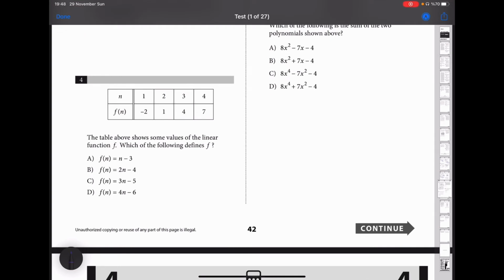The table above shows some values of the linear function f. Which of the following defines f? Okay, we know this is a linear function. Let's find the slope. From n equals 1 to 2, there is an increment of 3, again 3, again 3, right? So the slope should be 3. Let's check the choices. Slope is 1, slope is 2, slope is 3, and 4 is not right either. The answer is C.